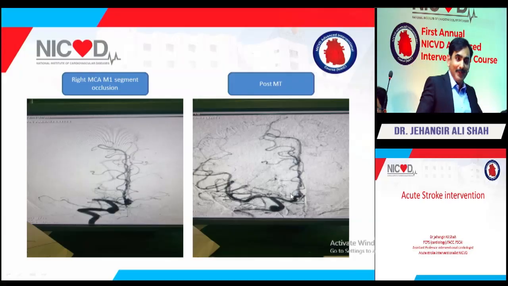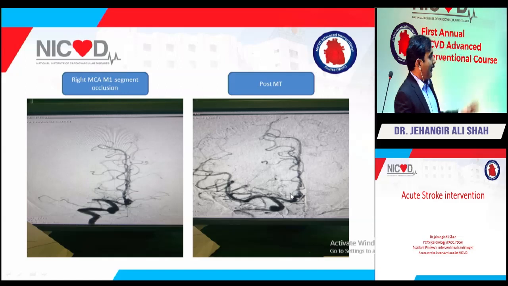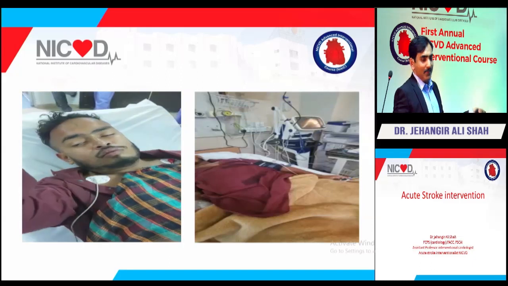In this CT angio, the M1 segment was totally occluded on the right side, and we just have a look at the prosthetic valve that was open. There was no thrombus. The M1 segment was occluded. We did the ADAPT technique and achieved TICI 3 flow. You can see the patient; this video is shown with the permission of the patient.